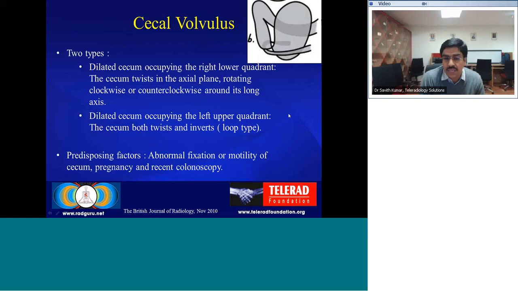Predisposing factors for cecal volvulus are abnormal fixation or motility of the cecum, with increased incidence in pregnancy and following colonoscopy.